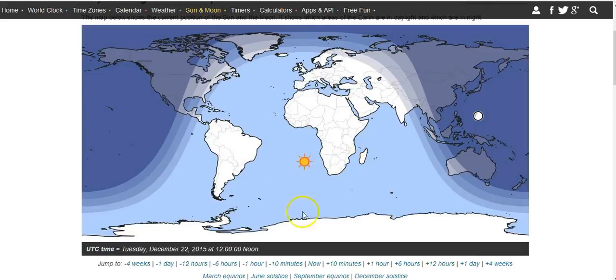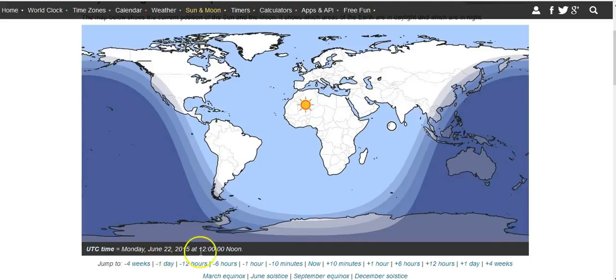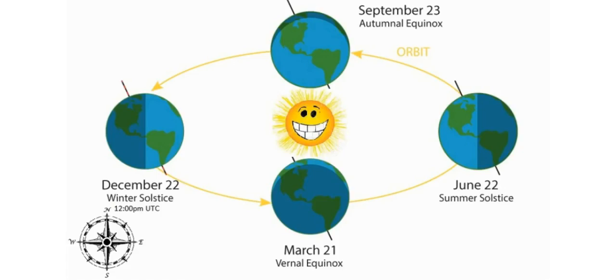Well, if we look at this, it shows December 22nd at 12 noon. The sun is exactly where it should be, and that's where it always is. This is June 22nd at 12 noon. The sun is still exactly where it should be. It's still right above Africa. Here's the problem. On June 22nd, during the summer solstice, if we are rotating in 24-hour periods, unless something has changed drastically, like somehow we have lost or gained 12 full hours, Africa is facing space. It won't be facing the sun.